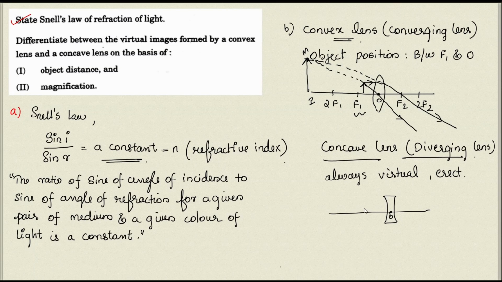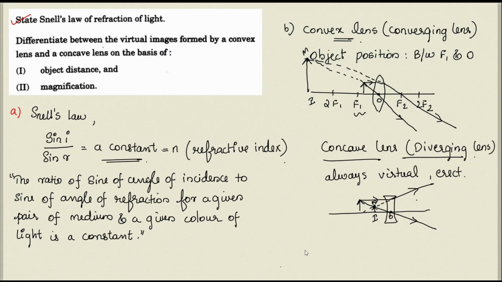So if we draw the ray diagram roughly, say this is the object position somewhere between infinity and the optic center, one ray passes through the optic center and the other ray passes parallel to the principal axis and, after refraction, diverges out. This refracted ray, when we extend it backwards, meets at a point, and we get the image which is diminished in size, virtual and erect. It is always that only. So anywhere between infinity and the optic center, or at infinity, the concave lens always gives a virtual and erect image. That is the object distance case.